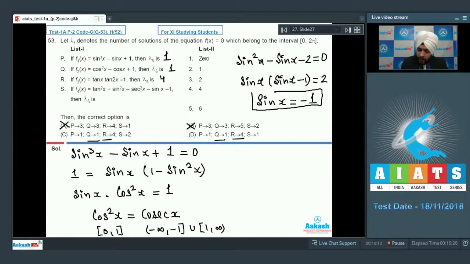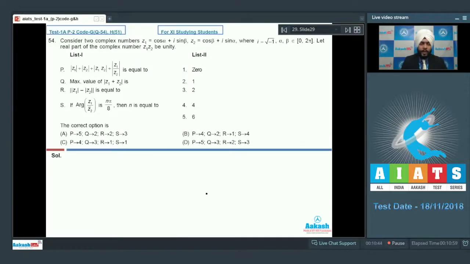Students, be careful. When sin x is equal to minus 1, secant x is not defined. That means this violates the domain of the function f3(x). That means s will match to 0. That is option number 1 in list 2. 1, 1, 4, 1. Option number D is the correct choice. Okay. Don't solve all the 4 parts. They are very easy. You just have to crack the code. So now let us move on to 54.